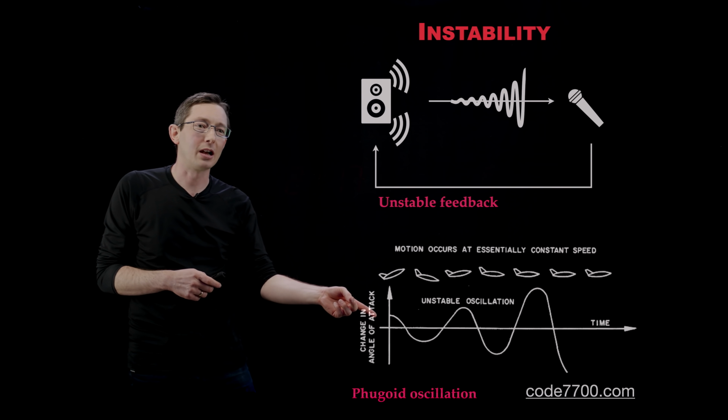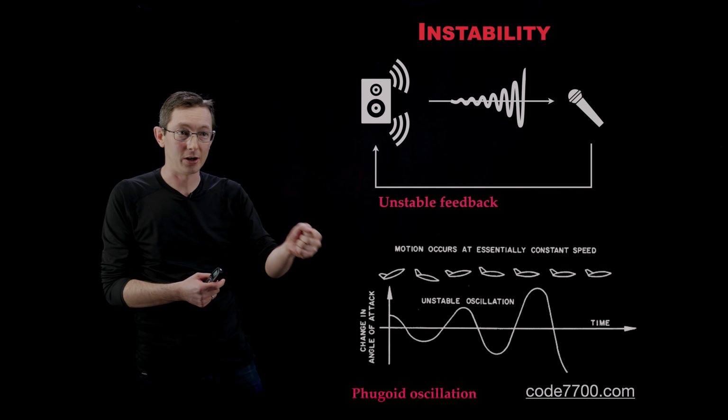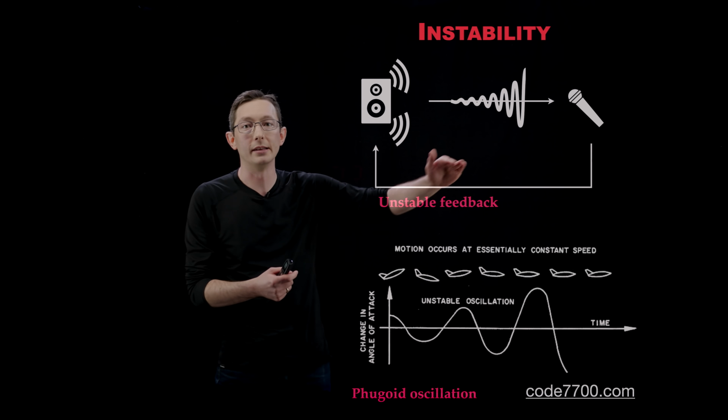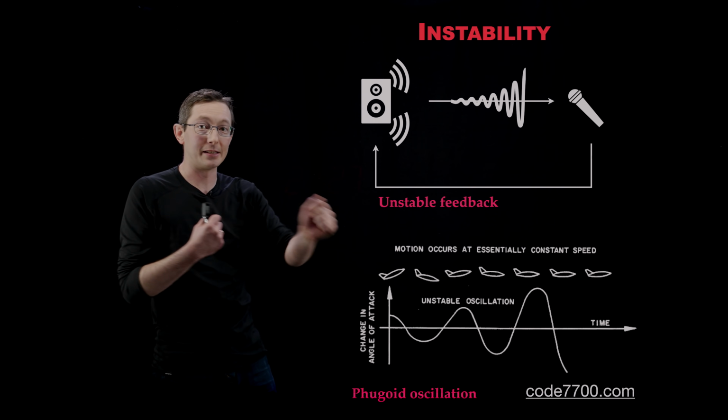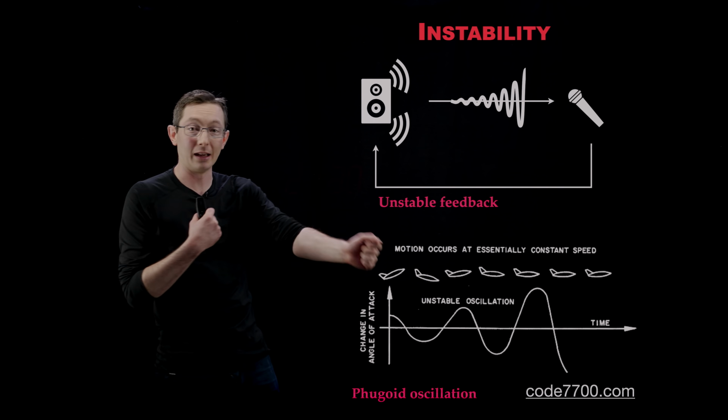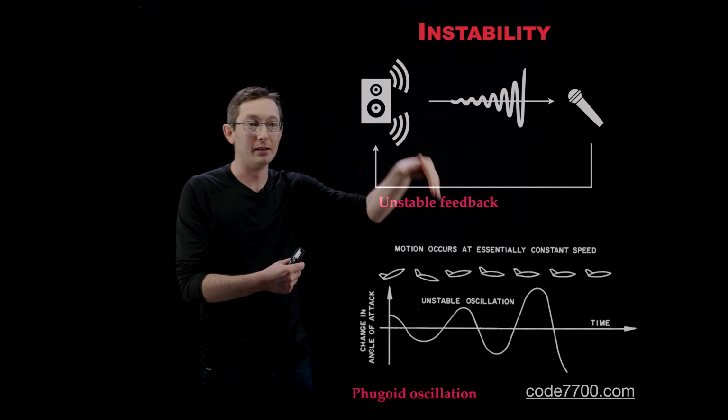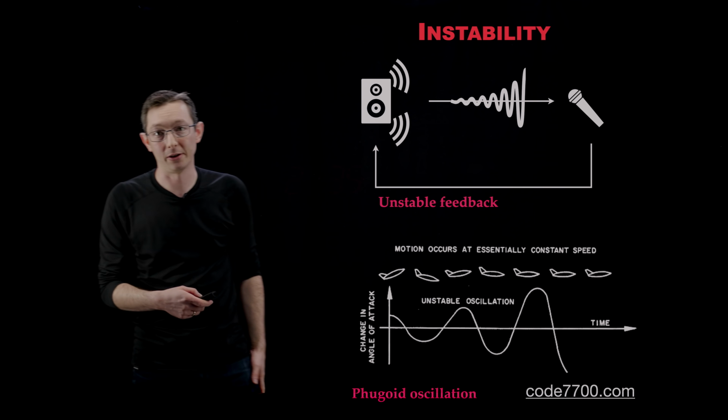This also comes up in flight dynamics. So when pilots are trying to control these really slow instabilities in the airplane, essentially they can often kick the system in the wrong direction because they're kicking at the wrong time and make the oscillation worse. This is called a phugoid oscillation.